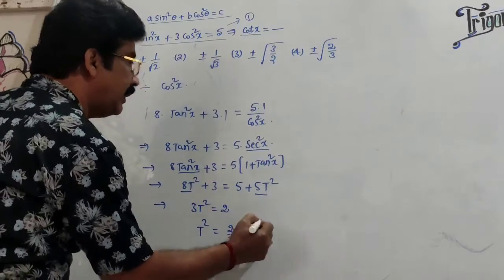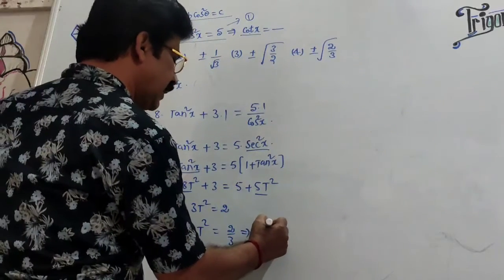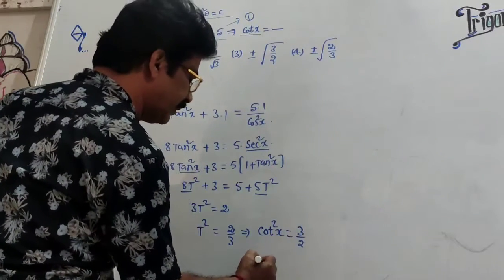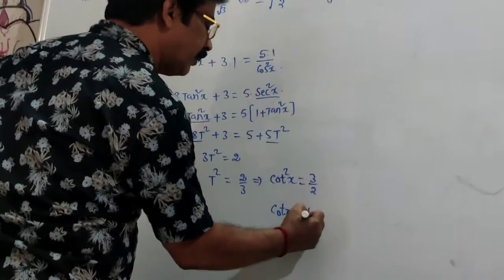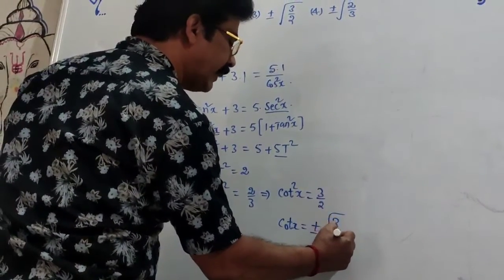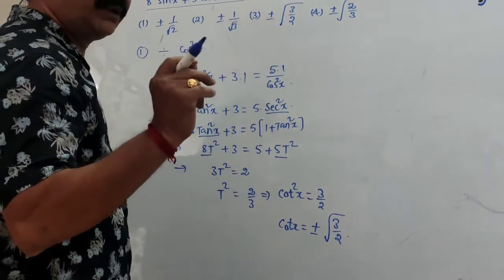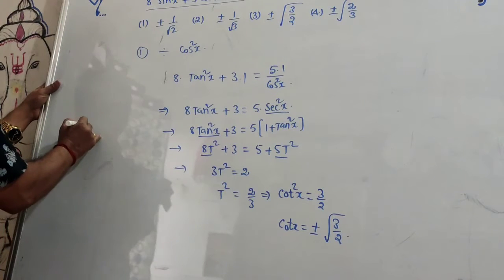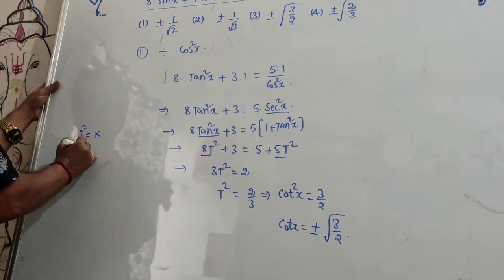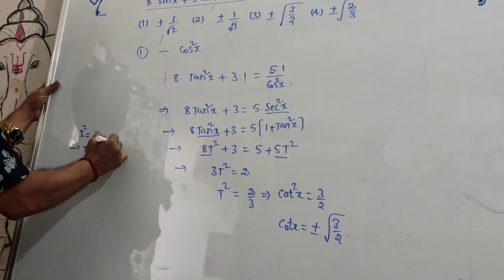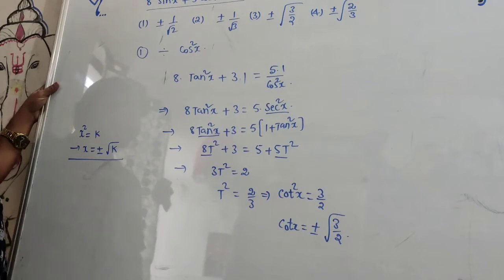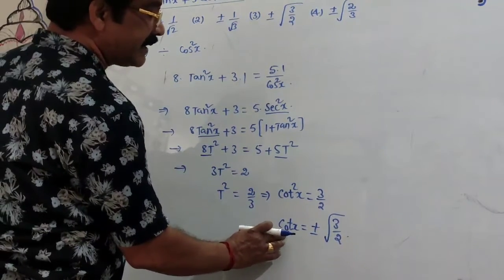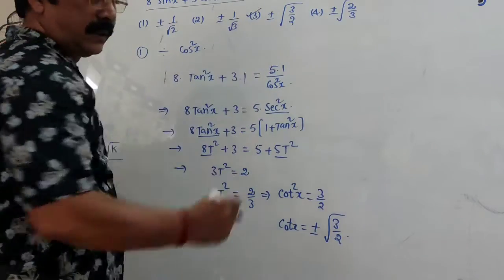So that implies we want cot x. Cot square x is equal to the reciprocal, 3 by 2. Thus cot x is equal to plus or minus root of 3 by 2. Don't write only plus root of 3 by 2, because the right solution of x square equal to k is x equal to plus or minus root k. Understand? This is the basic formula. So cot x is equal to plus or minus root of 3 by 2. It is in which option? Third option. Hence the third option is right.